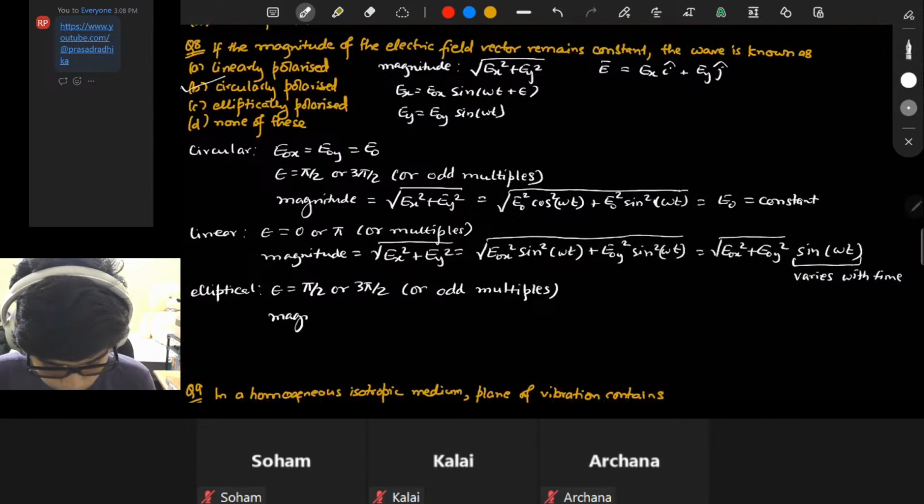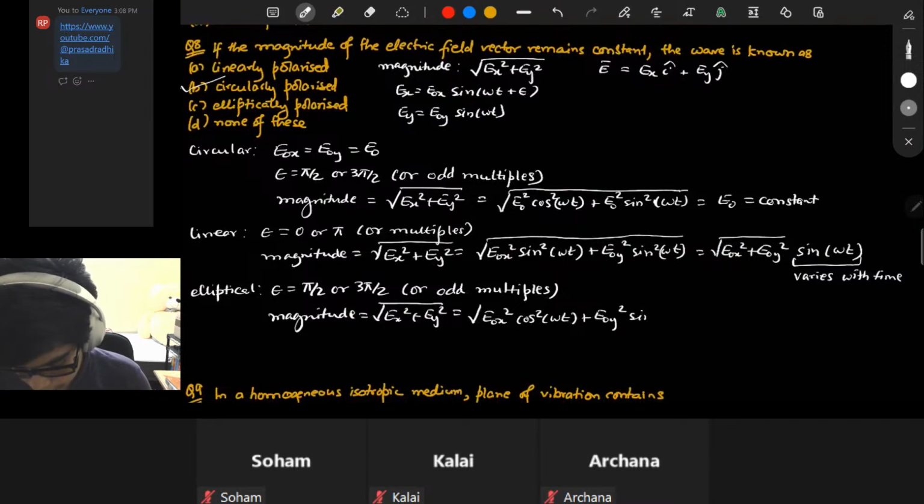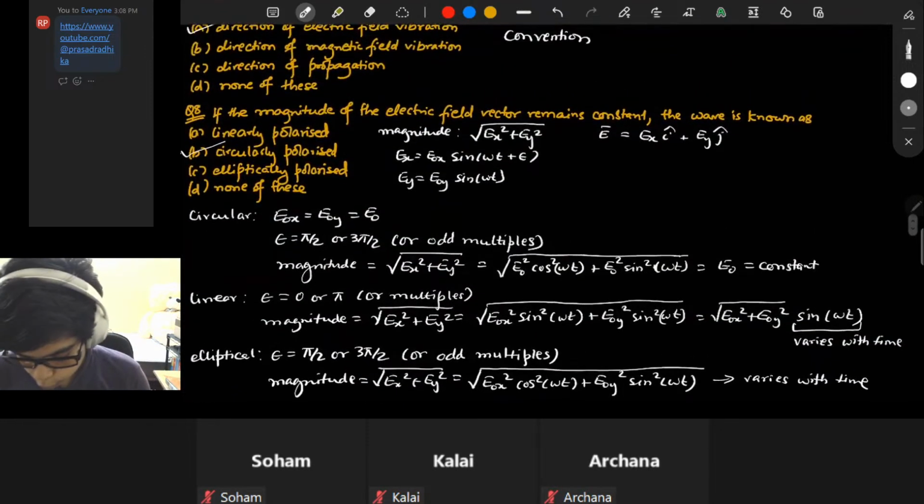So now you have magnitude equals Ex squared plus Ey squared, which is equal to E naught x squared cos squared omega t. Why? Because sine of omega t plus pi by 2 is cos omega t. Cos squared omega t plus E naught y squared sine squared omega t. And this is also a function of time. This varies with time. So only the circular polarization has magnitude which is constant.